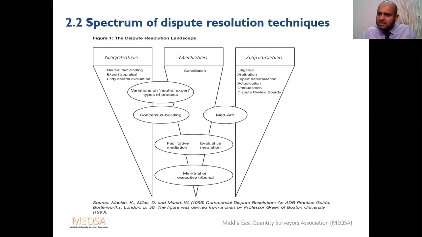Expert determination can be in that range, but it cannot also. Then adjudication and ombudsman. The ombudsman is from the UK or Western countries; in the Gulf region, you cannot see an ombudsman. We'll not look at the ombudsman in detail. If you see RICS, you can see one. If you have an issue with RICS, you can complain. RICS should evaluate your complaint and reply to you. If you are not happy with their reply, you can go to an ombudsman.